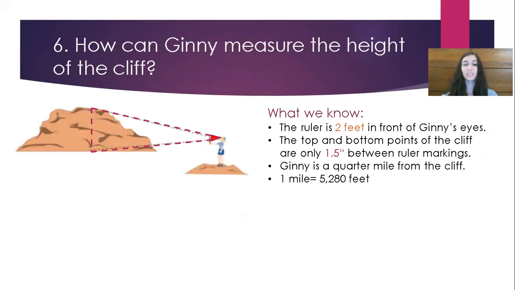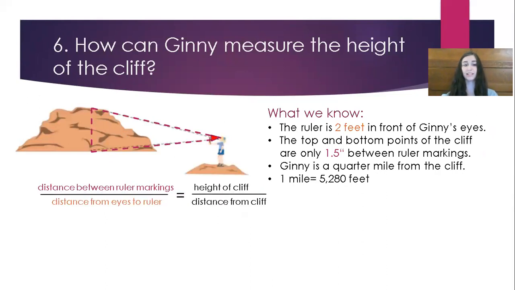So we've got to take into consideration both of those triangles while doing these calculations. Now here's the formula that Jenny's going to use to measure the height of the cliff. This formula is the distance between ruler markings divided by the distance from eyes to ruler. And this equals the height of the cliff divided by the distance from the cliff. Now we're going to just plug in what we know. So the distance between ruler markings is 1.5 inches, and we're going to divide that by 2 feet, which is the distance from eye to ruler. And this is going to equal the height of the cliff, and we're going to divide it by the distance from the cliff, which is a 1/4 mile, since Jenny is a 1/4 mile from the cliff.